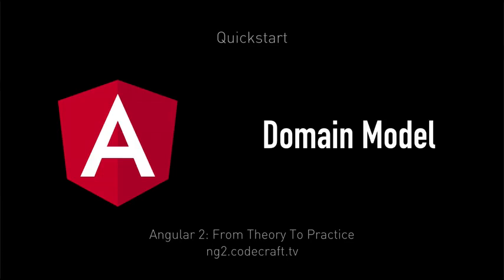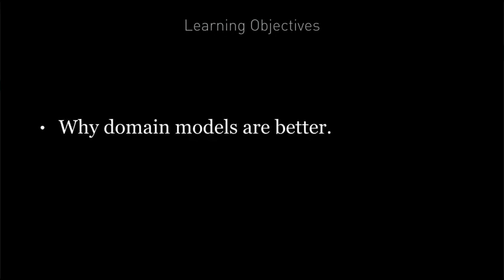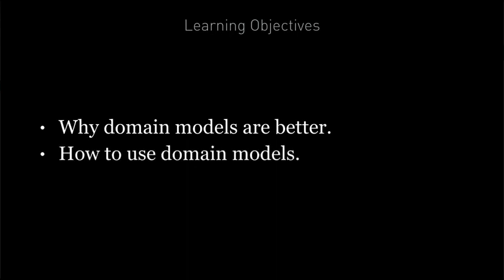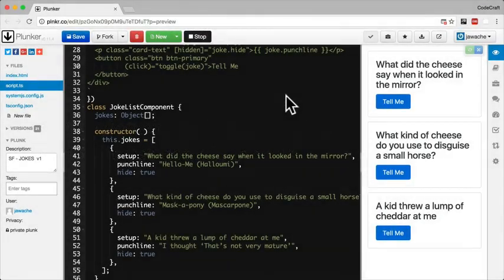So the goal of this lecture is to use a domain model to store our data instead of plain old objects. By the end of this lecture, you're going to know why domain models are better for storing application state and how to structure our application to use a domain model. So what are domain models?